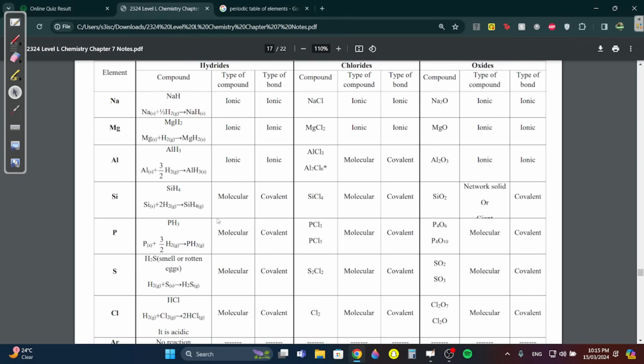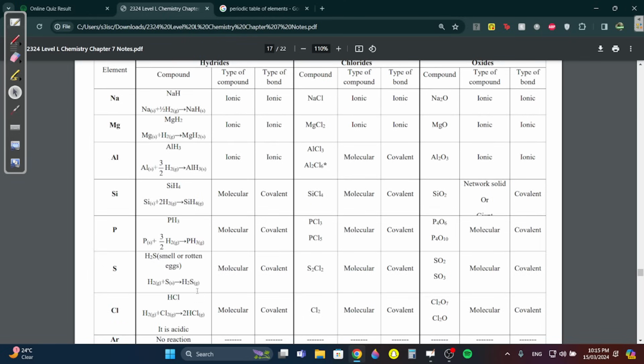But the important thing: silicon is non-metal, non-metal, molecular; non-metal, non-metal, molecular; non-metal, non-metal, molecular; non-metal, non-metal, again molecular. Argon has no reaction for everything because it's a noble gas. You guys know noble gases, they don't react.